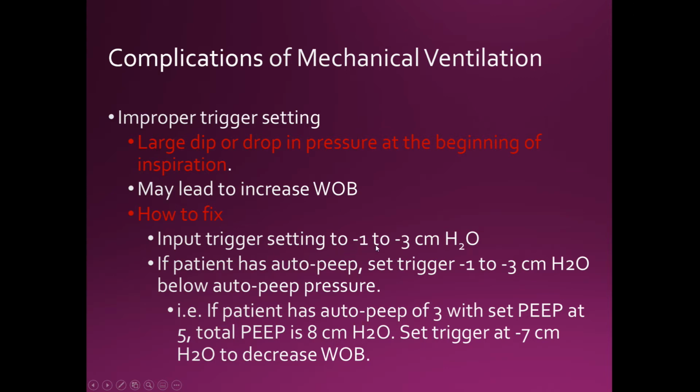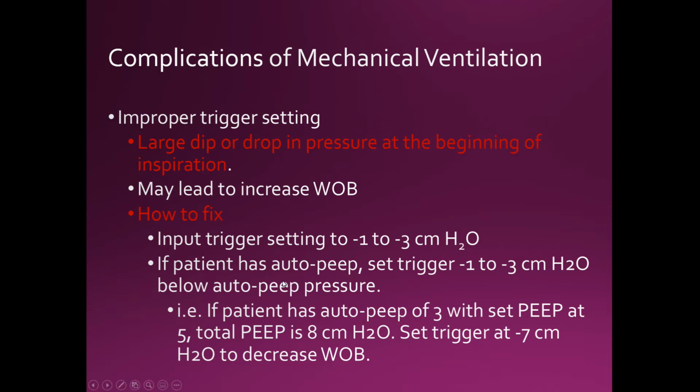Input trigger setting to -1 to -3. So if I am at 0, I have no PEEP, then I will set the trigger at this setting so they can breathe. Now you have to consider if they're at +5, and you want to set the trigger to +4 if you want them to breathe better.